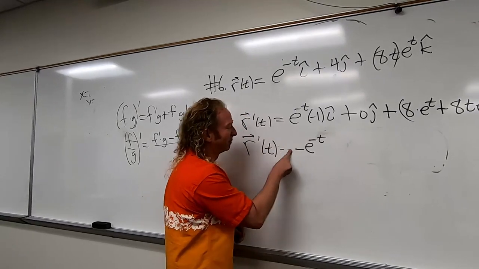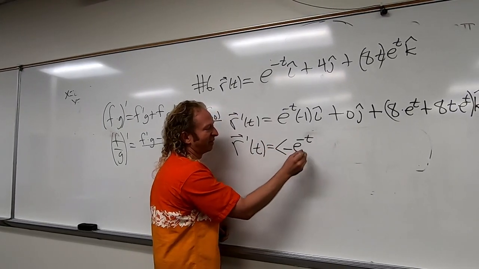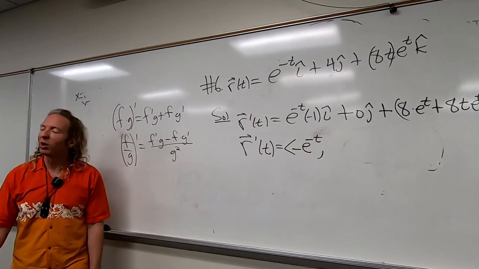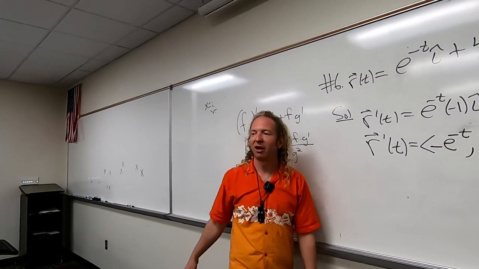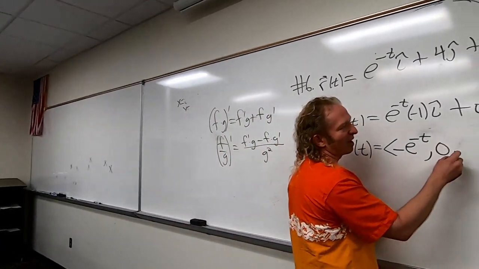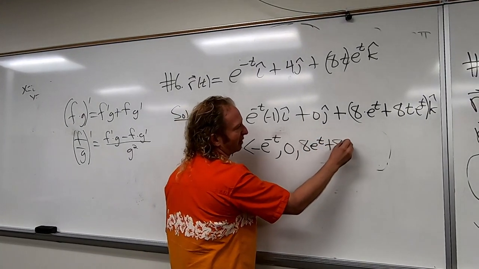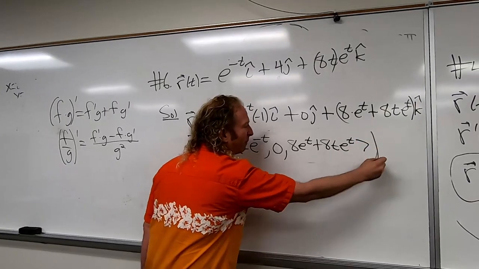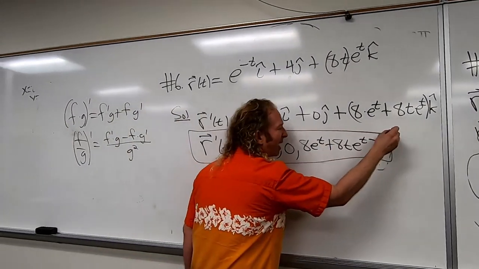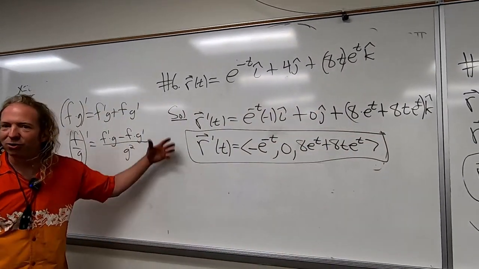Let's do component form, just because it's fun. What's the second component? Zero. Zero, yeah. And then we have that last one. You could factor something out, but I'm just going to leave it. Nice problem. I like this problem because it's short and easy, and it's like, do you know the product rule?